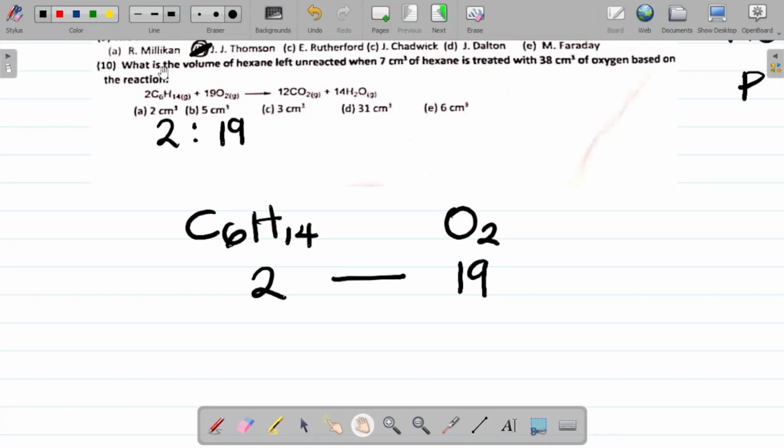Next up says, what is the volume of hexane left unreacted? So in this case, hexane was left unreacted. The one left unreacted, please call it X. Then they said, when 7 cm cube of hexane is treated with 38 cm cube of oxygen. So under oxygen, I'll put my 38 there. So this is how to solve this question. Please note that the one you were asked to find when it's left unreacted, call it X. All right, let's solve this.